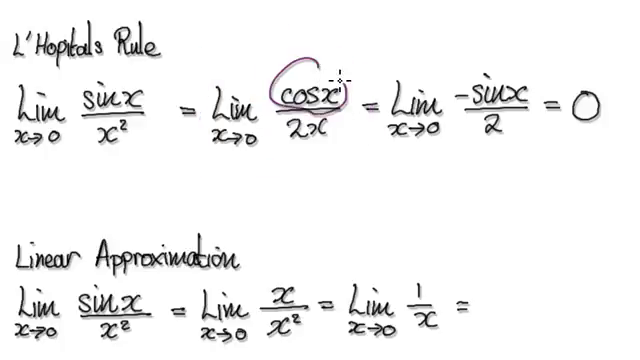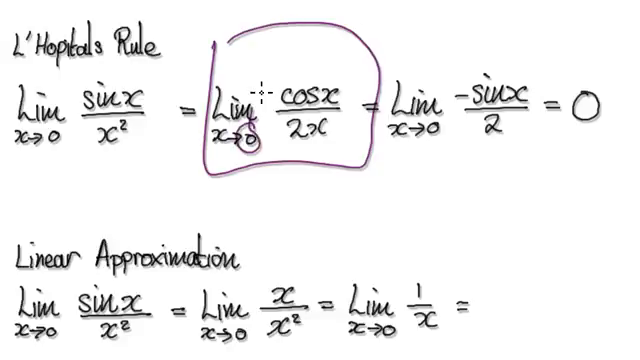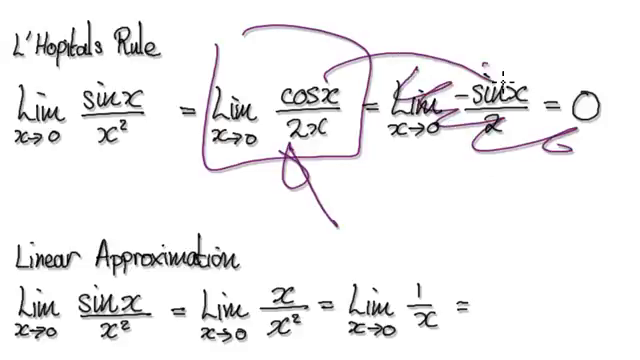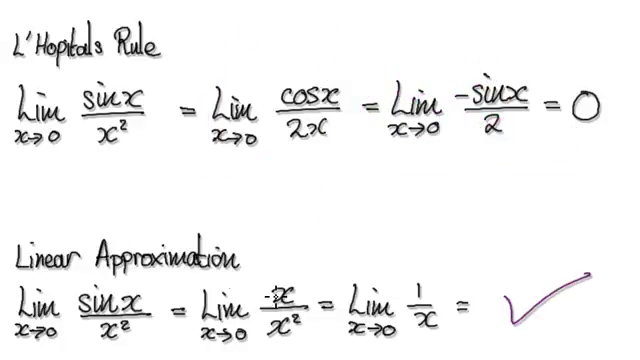You can't apply L'Hopital's rule again here. So the mistake is that you should check that this is 0 over 0. In this case it's 1 over 0, so you can't apply L'Hopital's rule. So the mistake lies in this step here. You can't apply L'Hopital's rule here, but the linear approximation method is correct.